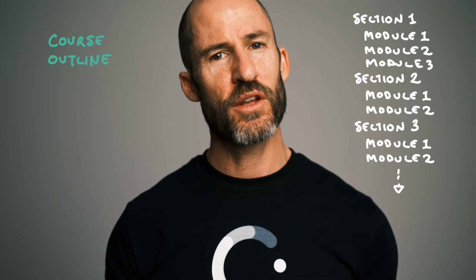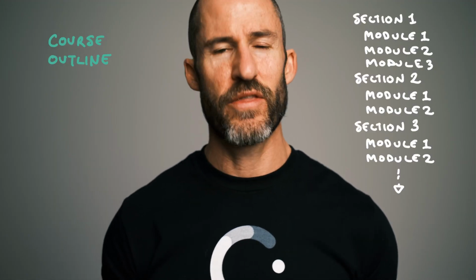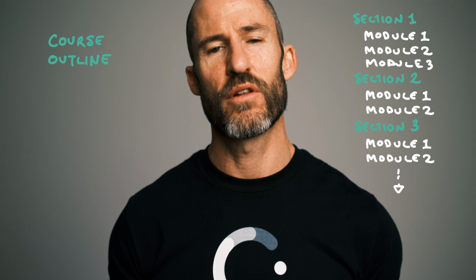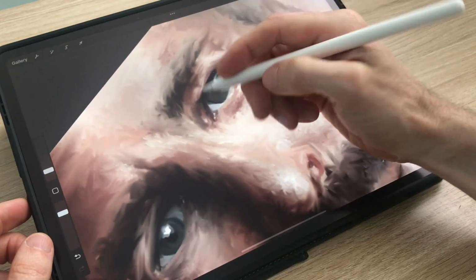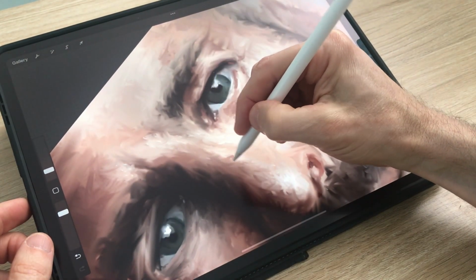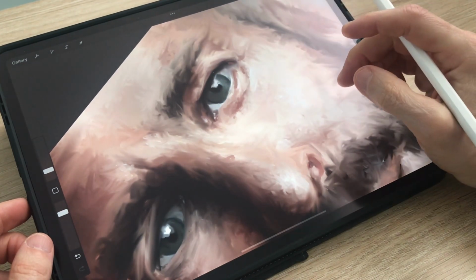I find the best way to create a course outline is to start big and then go small. So let's start with the logical sections. Now, my course learning objective and destination was to create stunning portrait paintings on your iPad. So I need to think about what makes sense as the section objectives to get there.